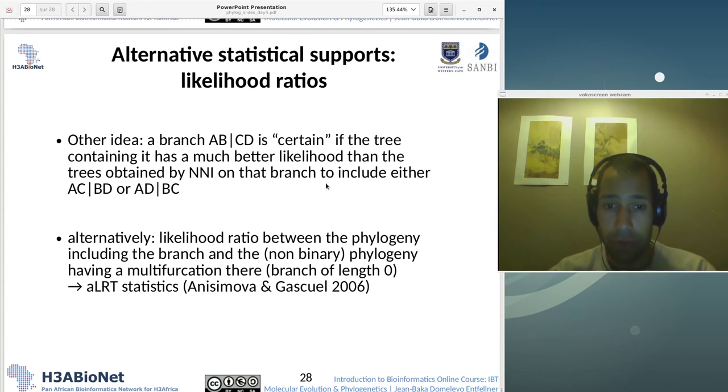While using likelihood ratios, in fact, you remember from Felsenstein pruning algorithm that local likelihoods are calculated in the process of calculating the likelihood of the whole tree. So calculating the likelihoods of these trees obtained by NNI is not expensive at all. Okay, so branch supports based on likelihood ratios are much cheaper to calculate than classical non-parametric bootstrap values.